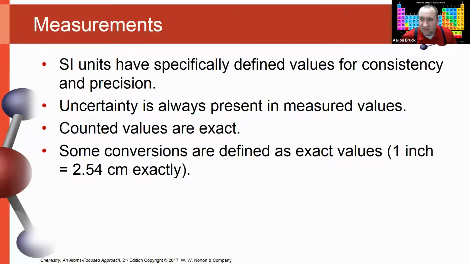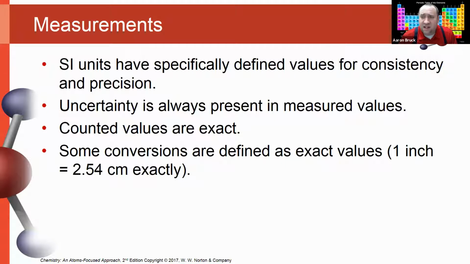Now, there are some exceptions to the rule. For example, counted values are known to be exact. If you count the fingers on your hand, you're not going to come up with an imprecise number. You will count them and you'll get exactly a whole number of some sort. The other kind of place where we see exactitude is if I'm converting from one unit system to another. There are occasions where there are some defined values. So for example, 1 inch is equal to 2.54 centimeters. That is an exact conversion.